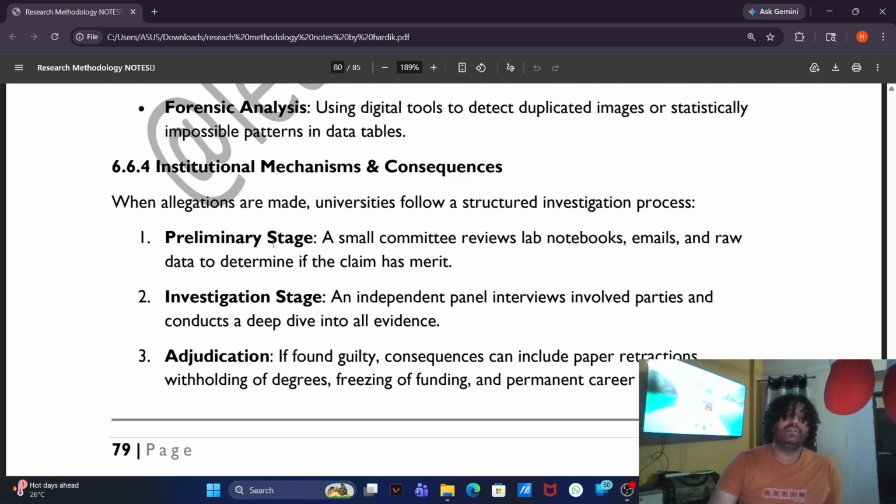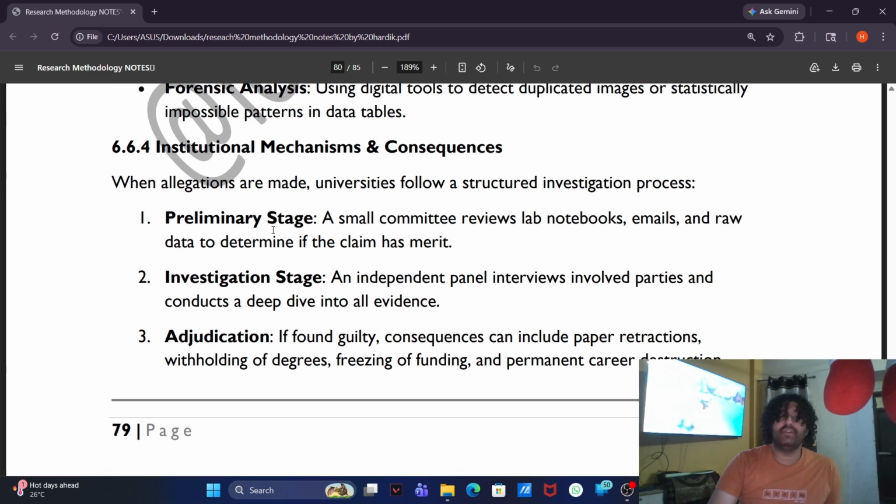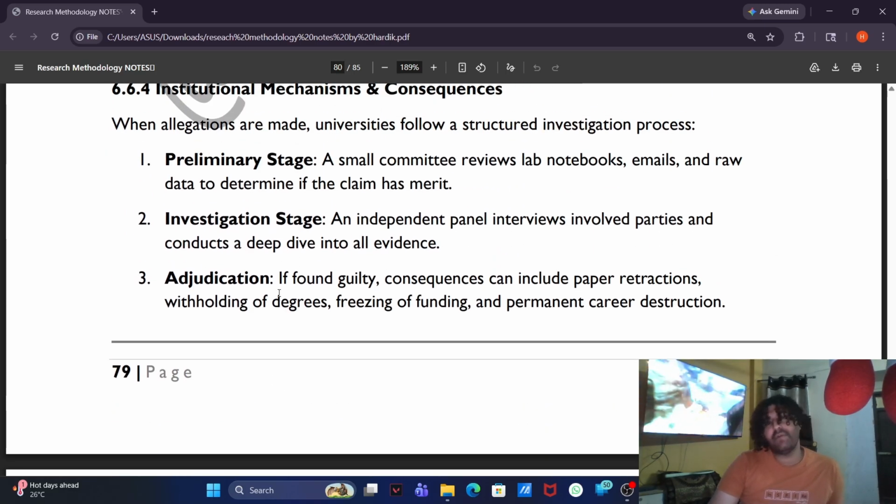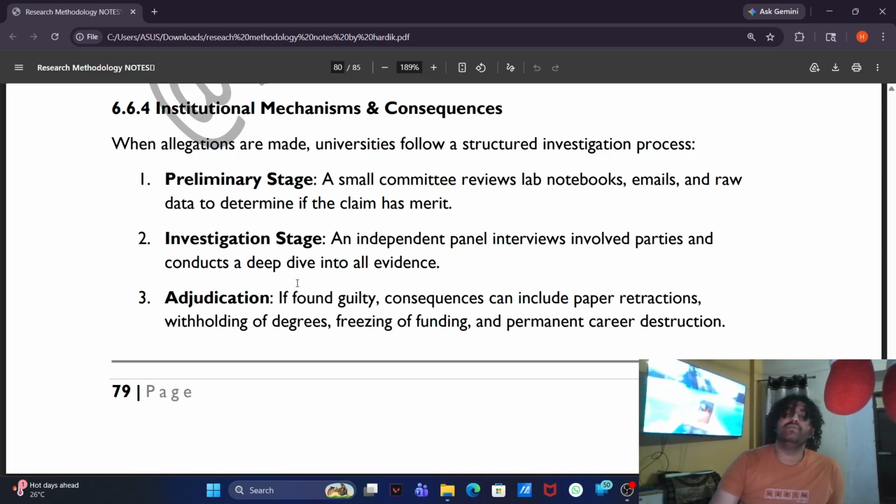Next subtopic, institutional mechanisms and consequences. When allegations are made, universities follow a structured investigation process: preliminary stage, investigation, adjudication. Let's go through them one by one. Preliminary stage: a small committee reviews lab notes, emails, and raw data to determine if the claim has merit.